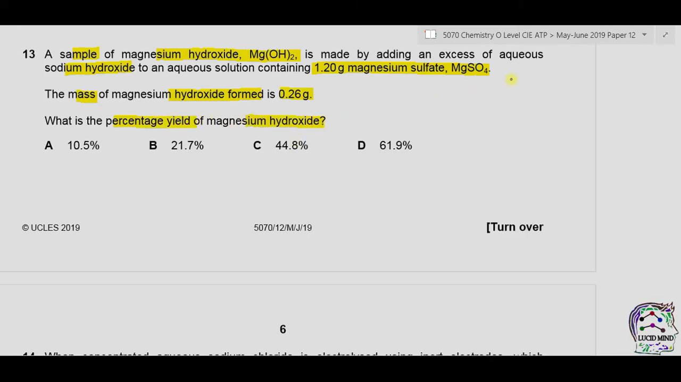Now the formula of percentage yield is actual yield divided by theoretical yield into 100. Actual yield is always given in the question, while theoretical yield is to be found from the balanced equation. As in the question, the mass of magnesium hydroxide formed is already given, so this is the actual yield.